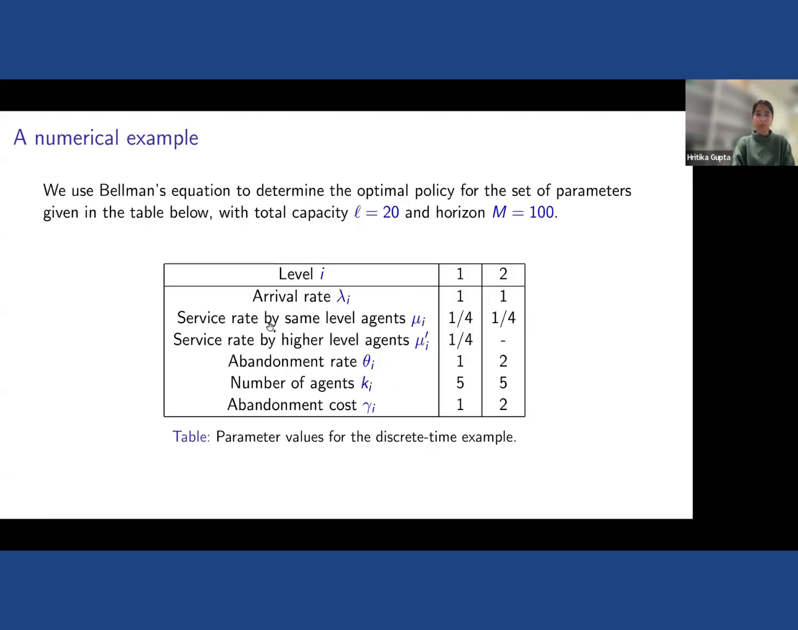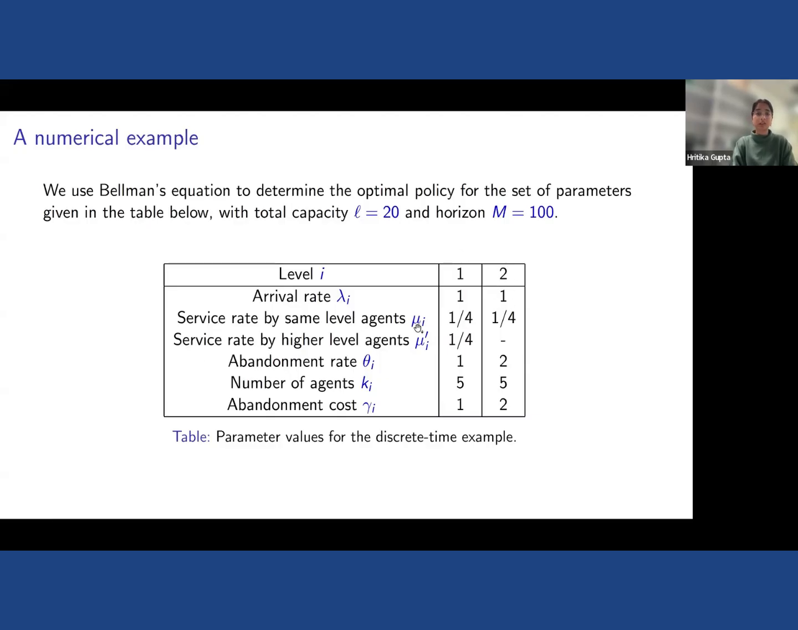This is the set of parameters that I'm going to use. There are two levels, level 1 and level 2. They each have their arrival rate, lambda i. So here I'm keeping them equal. The arrival rate is 1 per minute for level 1 and 1 call per minute for level 2.